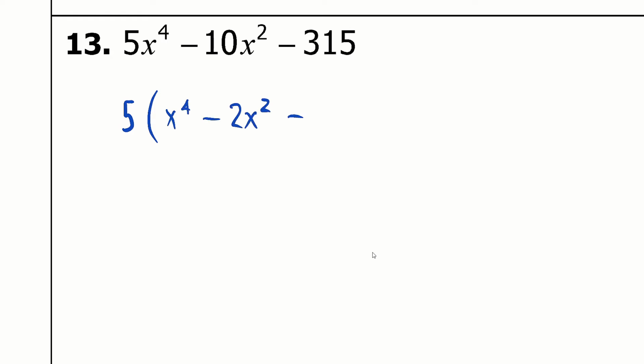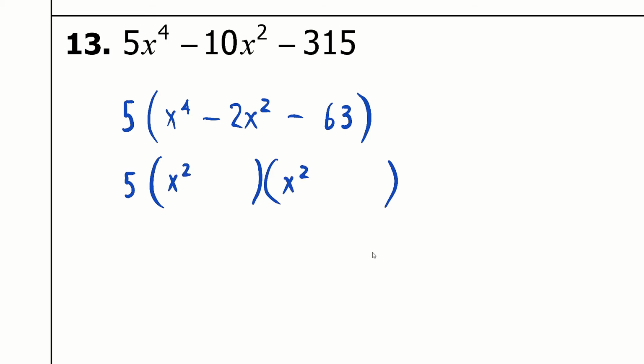And then 315 divided by 5 is 63. So let's try to factor that trinomial into two binomials. X squared, right? We go with that. What multiplies to get a negative, positive, and a negative? So they're working against each other. So we're looking for the two numbers that work against each other, have a difference of 2. Well, that's got to be 9 and 7.